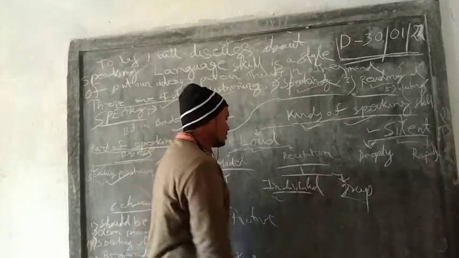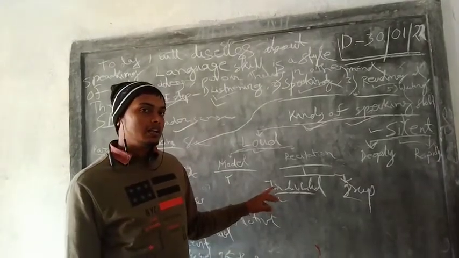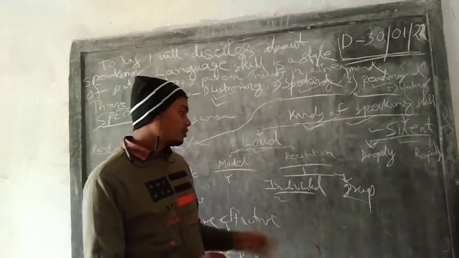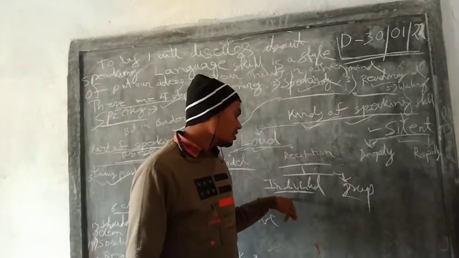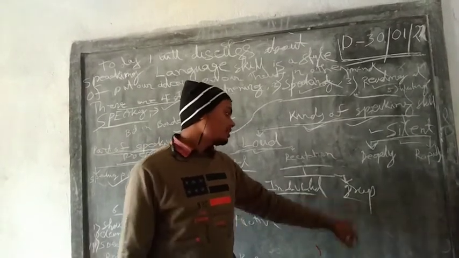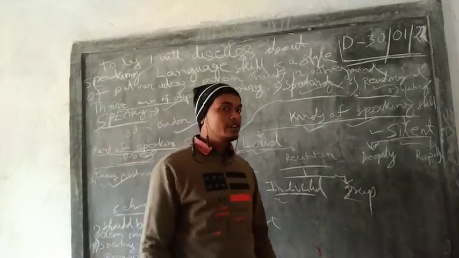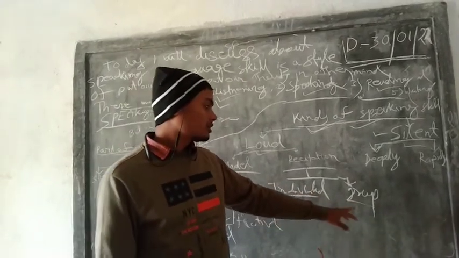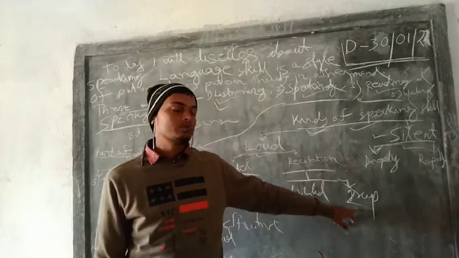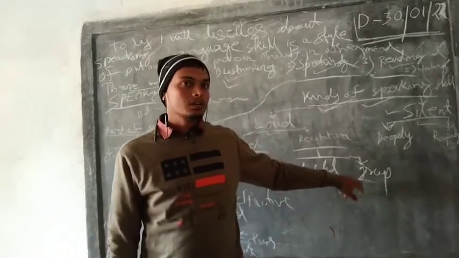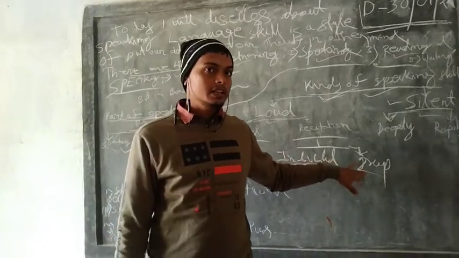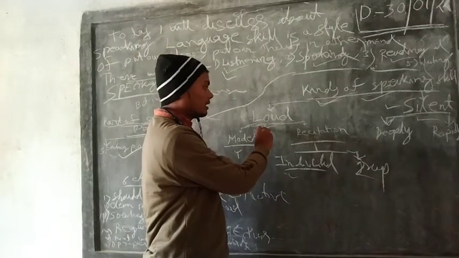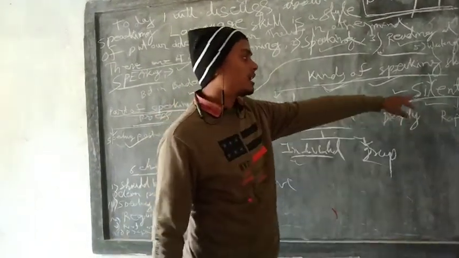What is individual? When a student practices separately, individually, alone, then it is called individual. And second one is group. When a group of members practice something or some stories, then it is called group. Okay. Then we complete loud, and second one is silent.